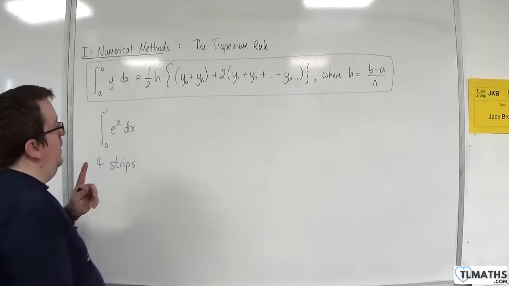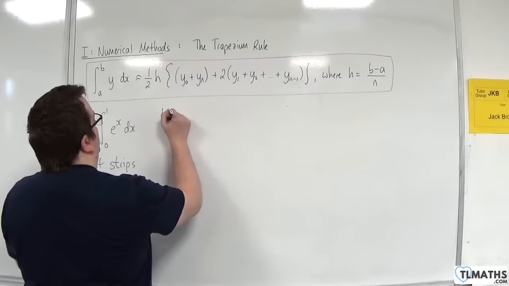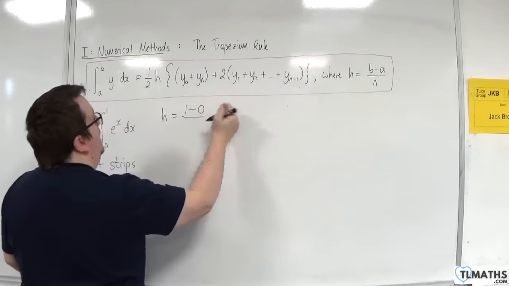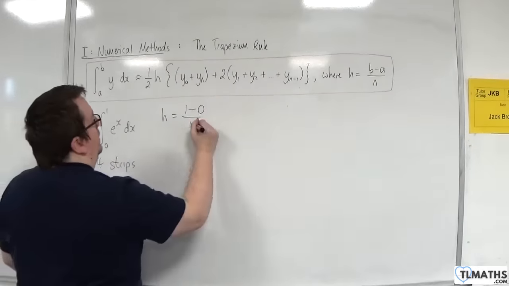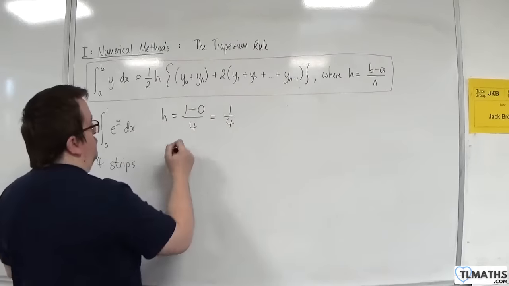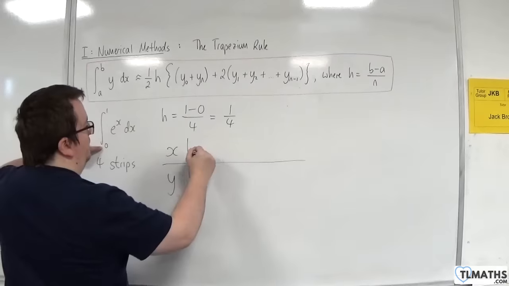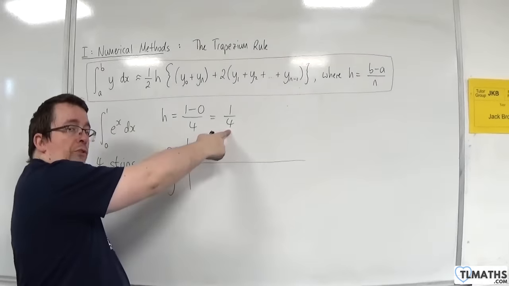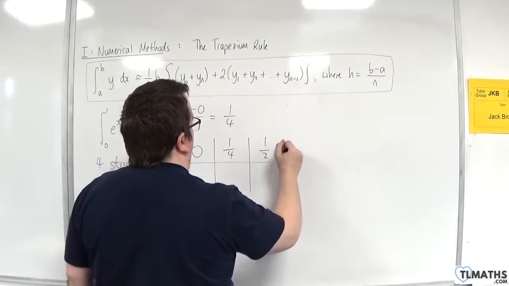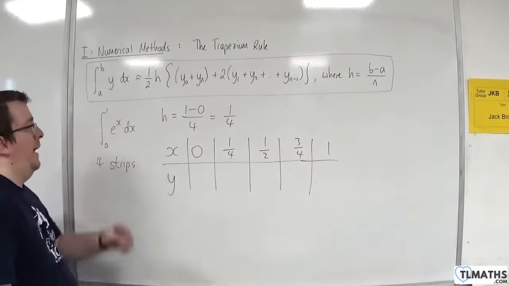So, what you then want to do is work out h. So, h is going to be equal to, now it's b take away a, so the limits there of the integral, 1 take away 0, over n, the number of strips. So we're going up in quarters. You then want to build a table of results. So x and y. You start at the lower limit and you go up in quarters, okay, in values of h. So a quarter, a half, 3/4, and then 1. You stop when you get to your upper limit.